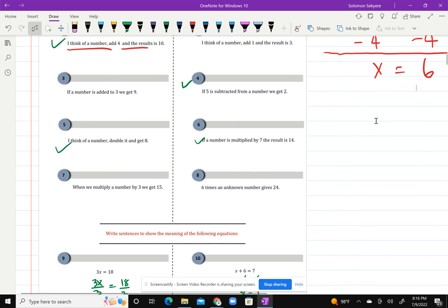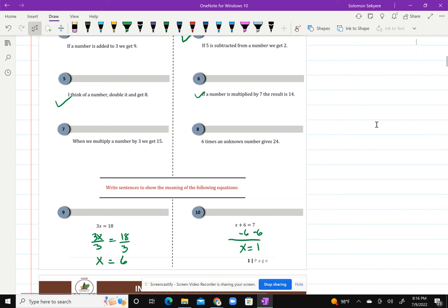So try all these, right? What if the number is doubled? I think of a number, I double it and get 8. We don't know what the number is. It's a box. We can use any letter to represent it. So we say 2x or 2y. We double it and the result is 8. What is that number?